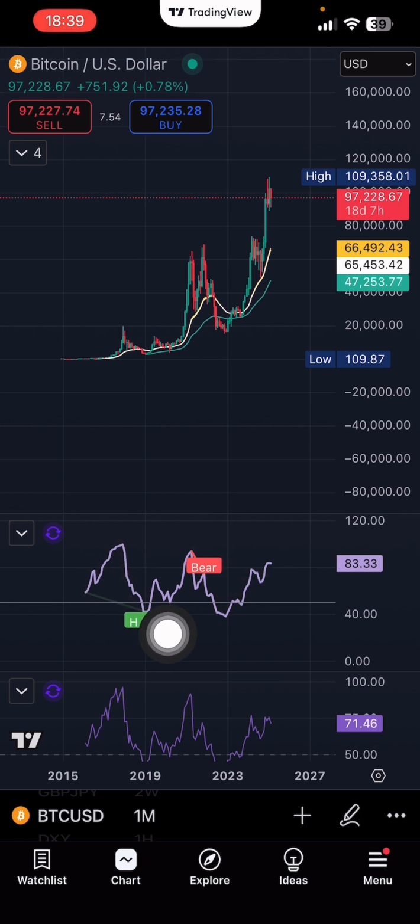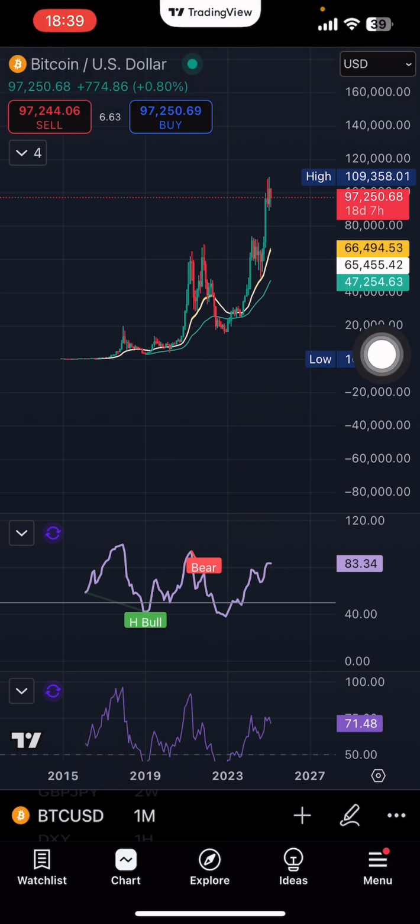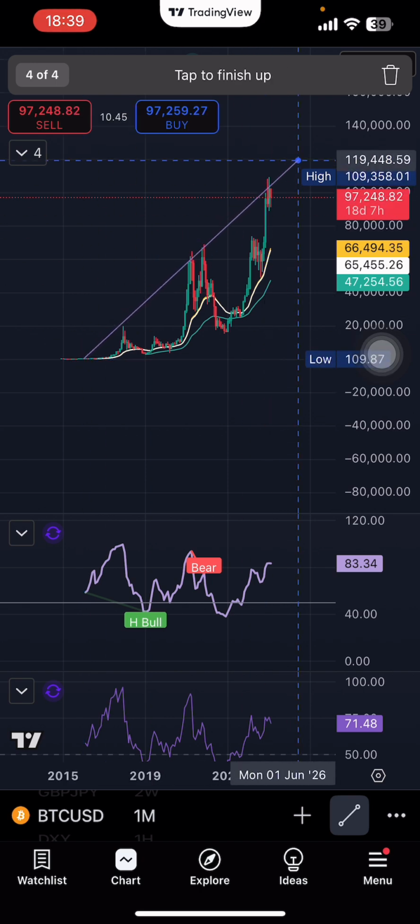Here I have the RSI, the one that measures bullish divergence and hidden bullish, bearish divergence and hidden bearish, and I have the ordinary RSI here. This is the monthly time frame, and I'm using Bitcoin as a case study. So I'm going to start with the trend line. I'm going to take it from the top.